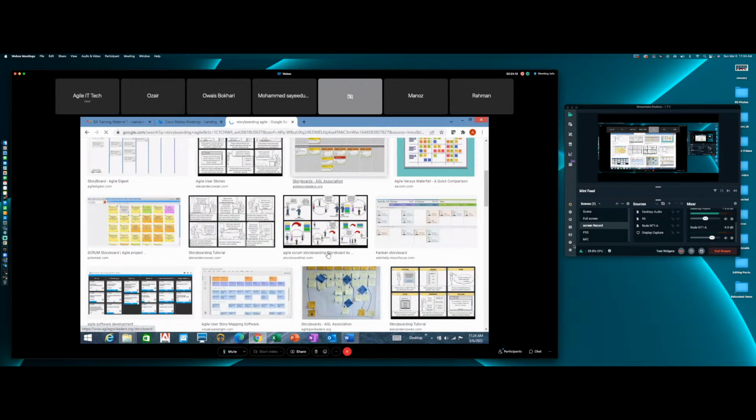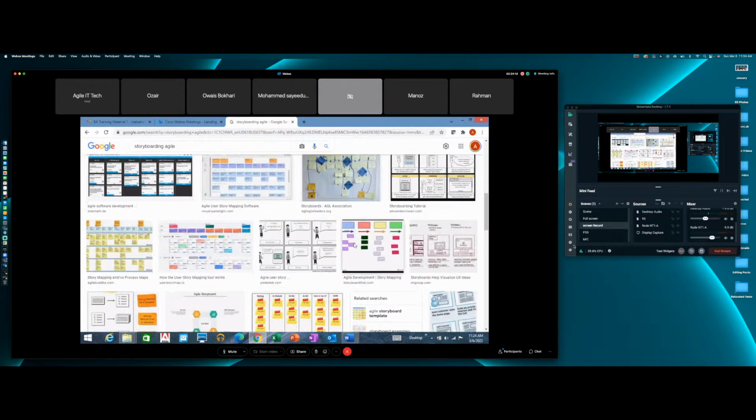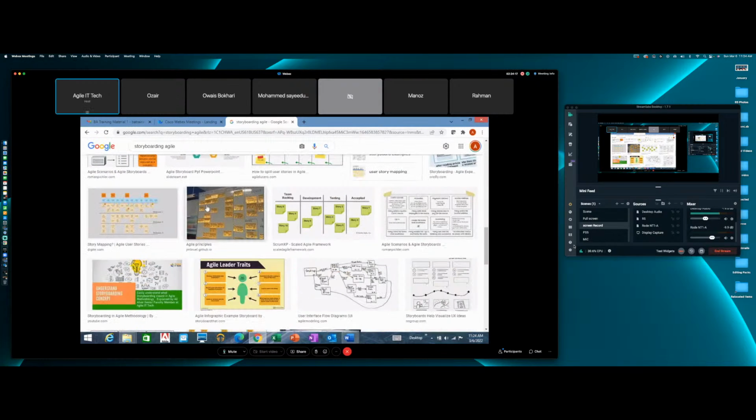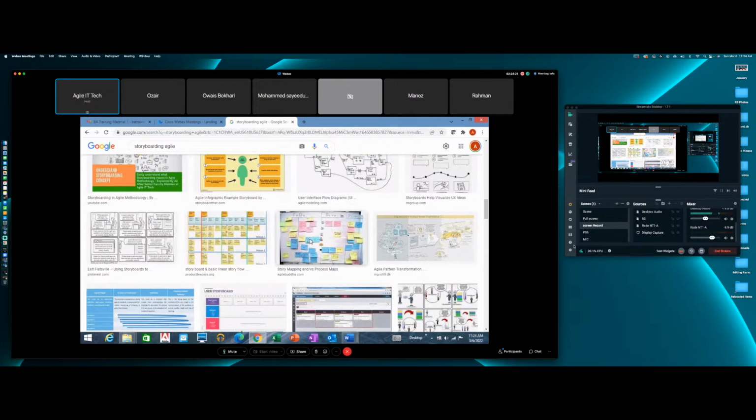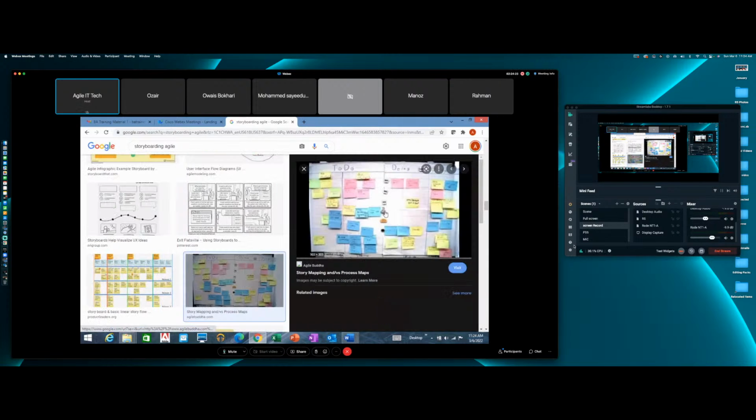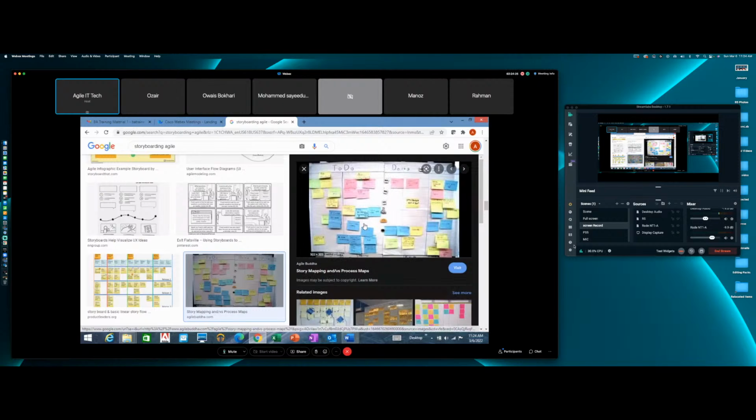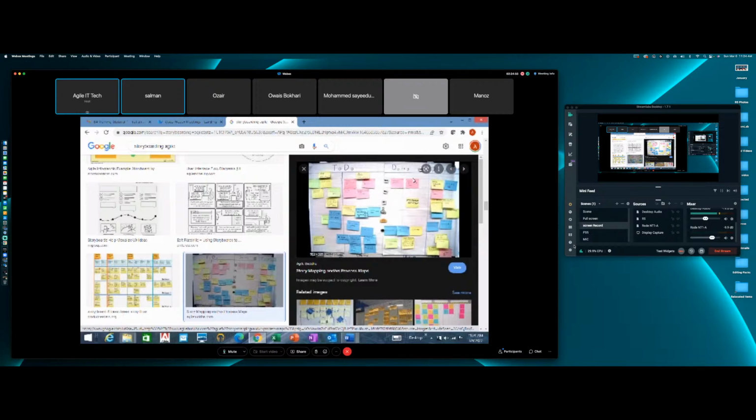It will look something like, where is a good picture of it? Something like this. You see, he's only using one color, but we typically like that. See that? Now this is the second phase of it. This one he's got it divided into what needs to be done, what is being done, and what is done. You know what I mean?